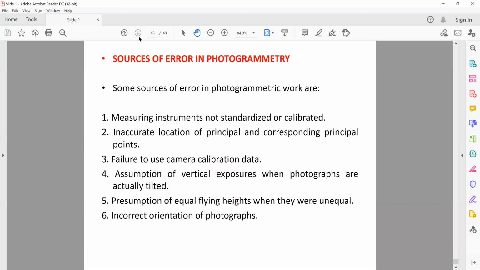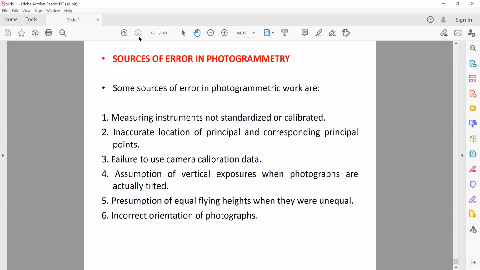Okay, lastly, let's talk about some errors which can be a source of error in your whole calculations. Some sources of error are measuring instruments not standardized or calibrated. This is probably a big issue when you are using ground truthing. Whatever instrument you're using to calculate distances on the ground has to be accurate, and the camera has to be standardized. The focal length has to be accurate as well. Another is inaccurate location of principal and corresponding principal points. On the picture, you need to accurately determine the principal point, or the center point of the picture. Another is failure to use camera calibration data.